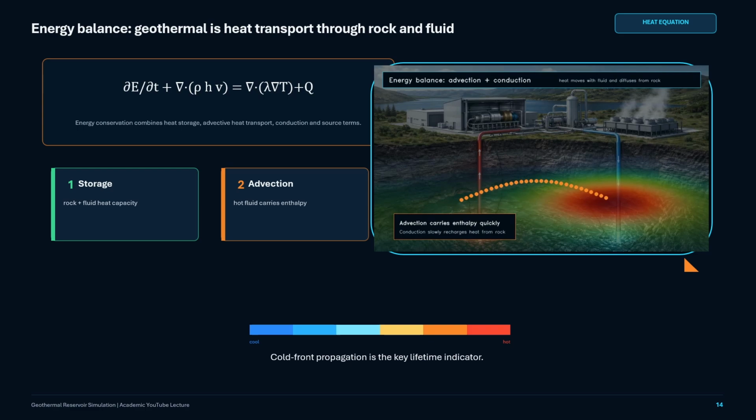If we ignore advection, we cannot model thermal breakthrough. If we ignore conduction, we miss heat recharge from surrounding rock. If we use incorrect heat capacity or thermal conductivity, long-term temperature forecasts become unreliable. The practical question is, how fast can we extract heat before the produced temperature declines below the useful limit?